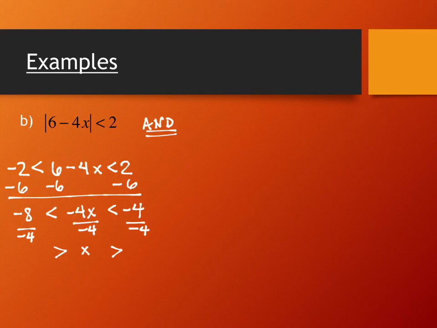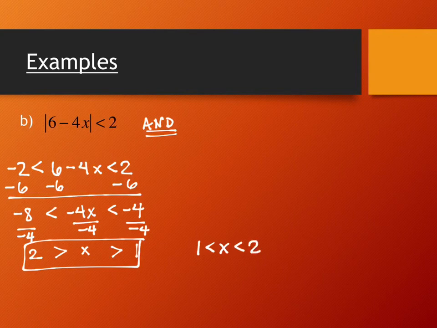Negative 8 divided by negative 4 is 2. Negative 4 divided by negative 4 is 1. You can totally leave it written like this. If that bothers you, you could also change it to be written like this. Doesn't matter.